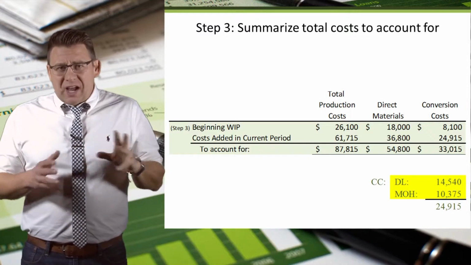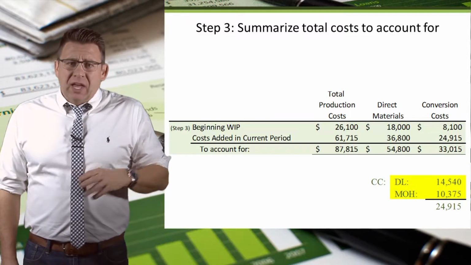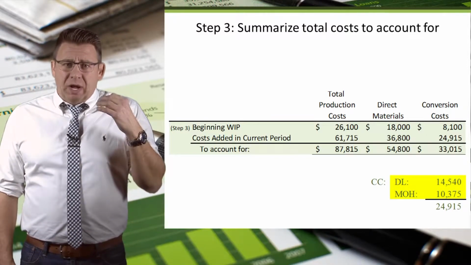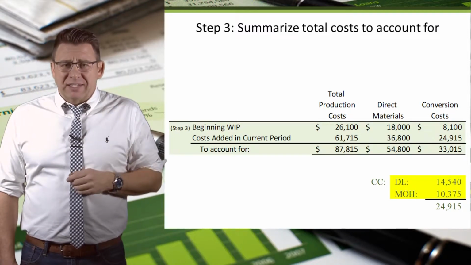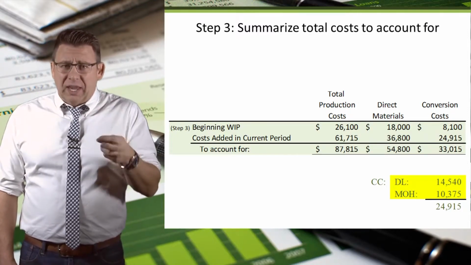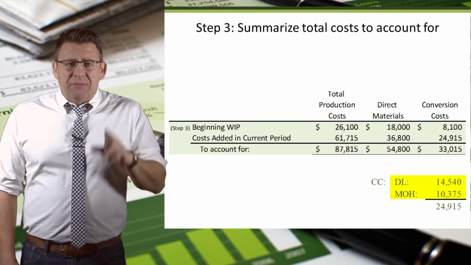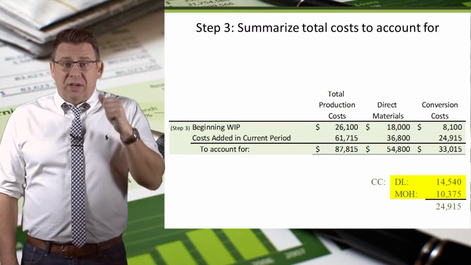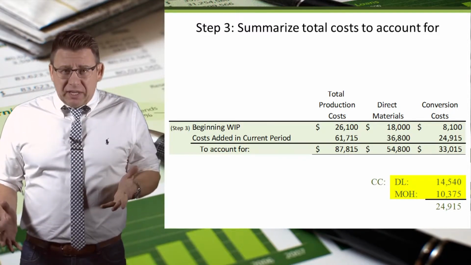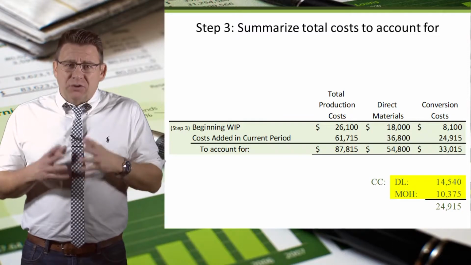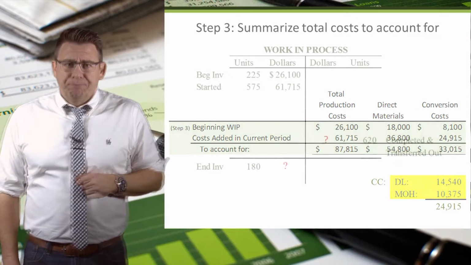So I broke these costs down at the bottom of this slide. As you've learned from prior videos, product costs are normally classified as direct material, direct labor, and manufacturing overhead. If you see a homework problem where you're given labor and overhead separately, you'll need to add them together to arrive at the conversion cost.